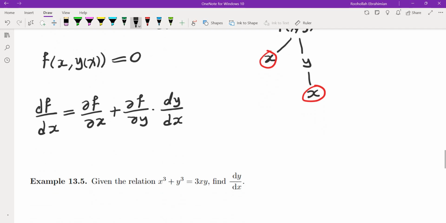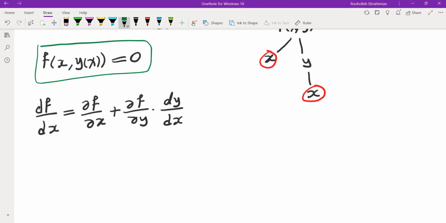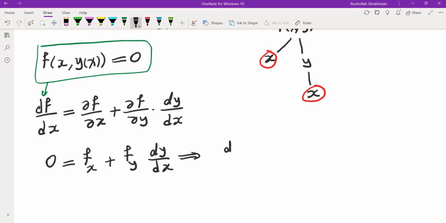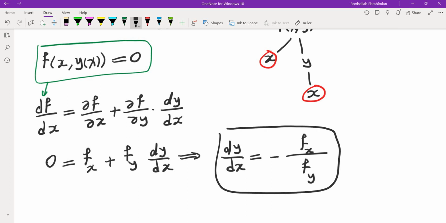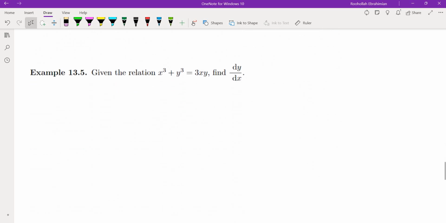Now, notice that f as a function of x only is exactly 0. So what does it mean? It means on the left side of this equality, I just have the derivative of 0, which is 0. So 0 equals, for simplicity let's write this down as f sub x plus f sub y dy dx. Now if we solve for dy dx, we're going to end up with negative f sub x over f sub y. And this is the formula for implicit differentiation. So the derivative of y with respect to x is negative f sub x over f sub y.